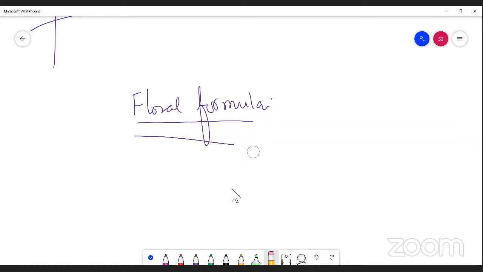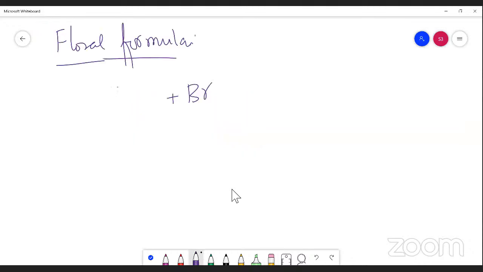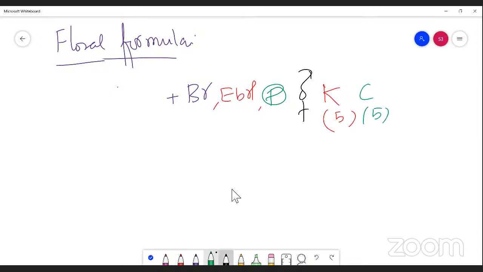The floral formula: bract is present, bracteole is absent. The type of flower is actinomorphic. The nature of flower is bisexual. Calyx K5, and corolla C5, they are gamopetalous.